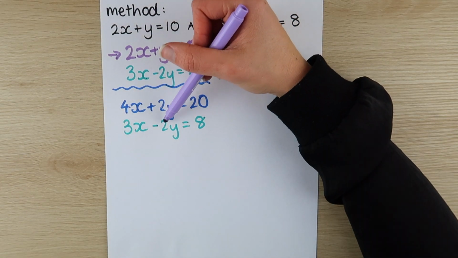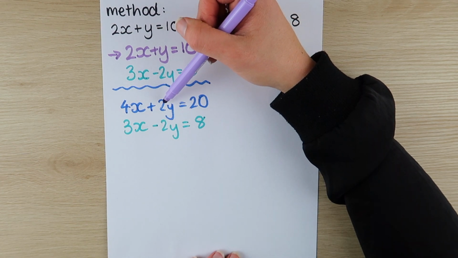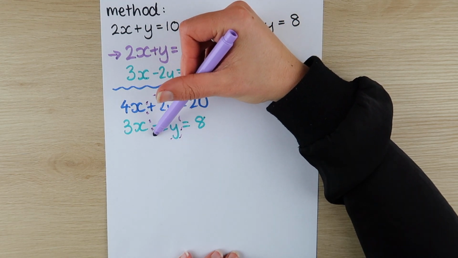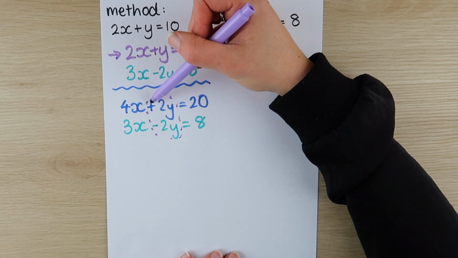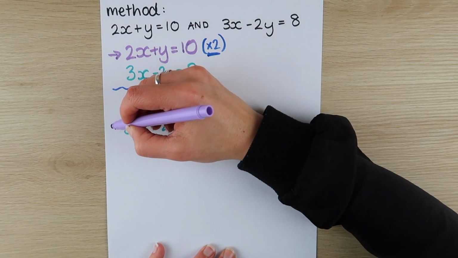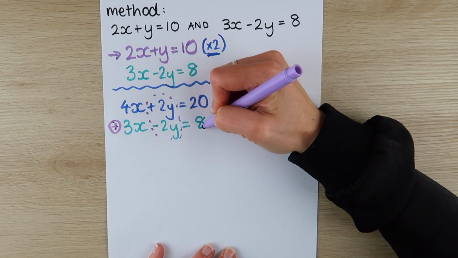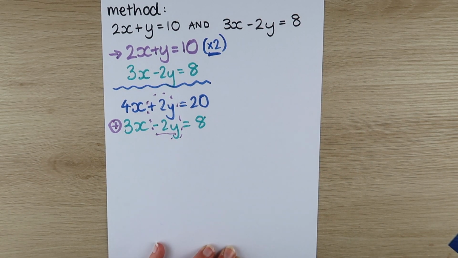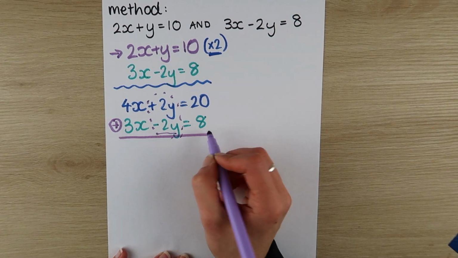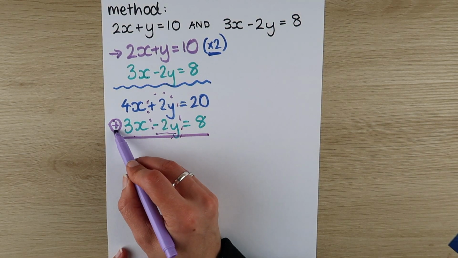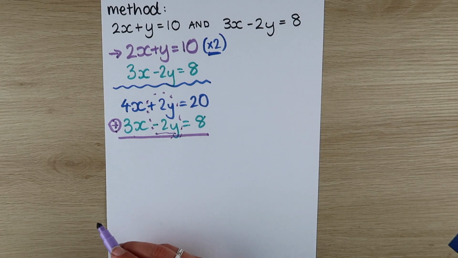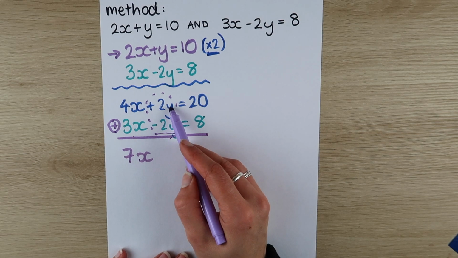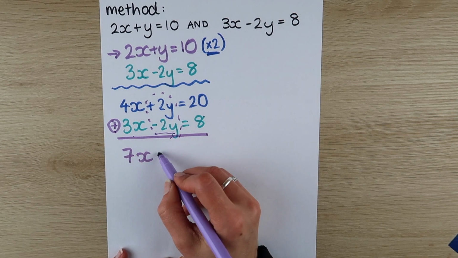Now that I've got the same value in front of both of my y's, I can cancel them out. Now because that's a negative and this is a positive, I need to add this whole equation to this one, because that will in turn mean that this becomes 0. So let's continue on with this addition for both of the equations. 4x plus 3x becomes 7x. 2y plus minus 2y becomes 0.